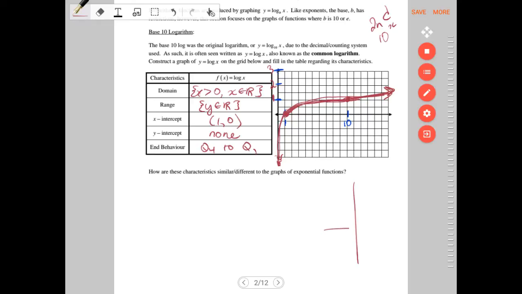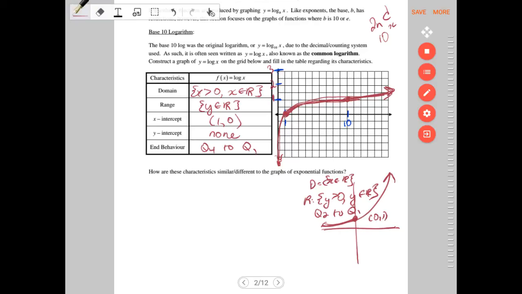Remember, an exponential function looked like this. It crosses the y-axis at 0, 1, and never touches the x-axis. The domain was reals, and the range was y is greater than 0, y belongs to reals, and it went from Q2 to Q1. So how do they compare? Look at the domain. Oh, that shouldn't be an equal to, that should just be greater than.